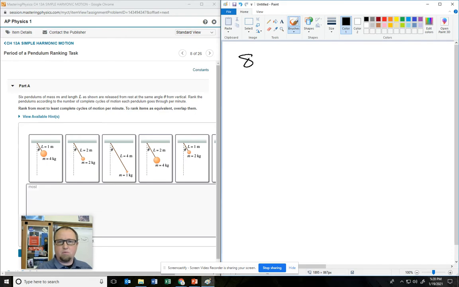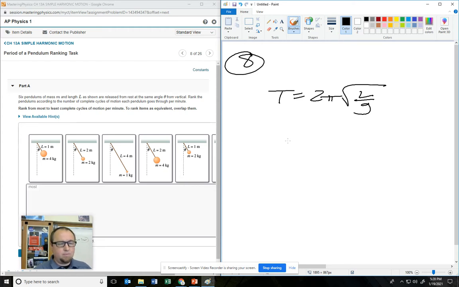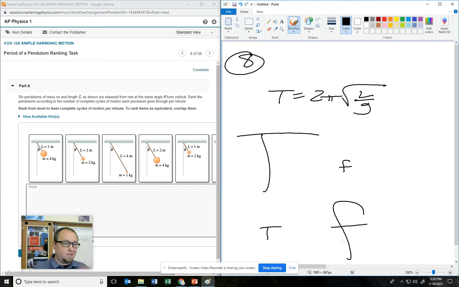Just a review on number 8: the period is 2 pi square root of L over g. So what is it that really is going to impact their period? It says rank them according to the number of cycles per minute. If you have a big period, you will have a small frequency. But if you have a small period, you will have a large frequency, in other words, cycles per second. So what is the defining factor of these? I'm going to argue length.